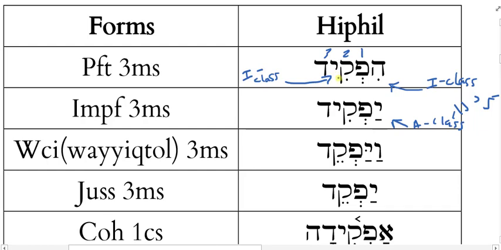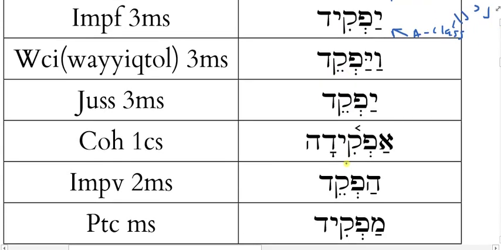Kirik yod throughout most of our forms, but notice that I have a sere here instead of the kirik yod. Okay? So the WCI is one of several places in the Hifil stem where the uninflected form, meaning the form with no inflectional suffixes, has a sere instead of the kirik yod. There's several places where this happens. So let's look very carefully. In the WCI, when there's no inflectional ending, the vowel is sere, which is still I class, by the way.